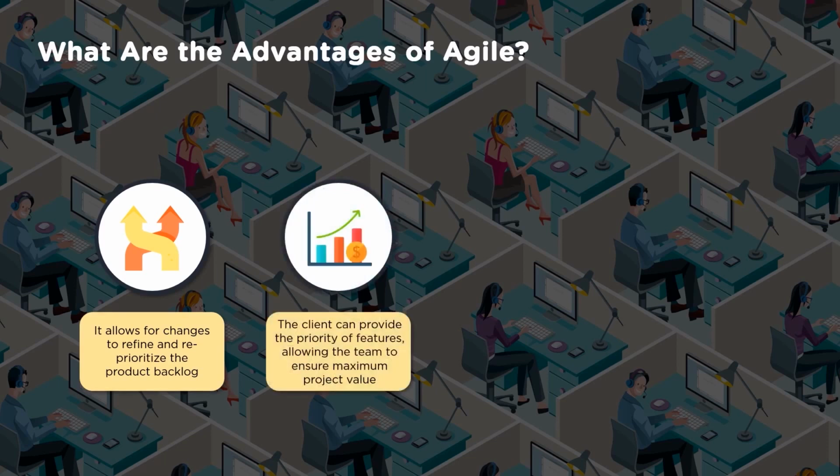The client can provide the priority of features, allowing the team to ensure maximum project value. Since it is visible what the user stories are, what the epics written are, and the order of priority we have kept, the change scenario obviously tells us: do we really need to change this? The priority of which feature has to be done first.